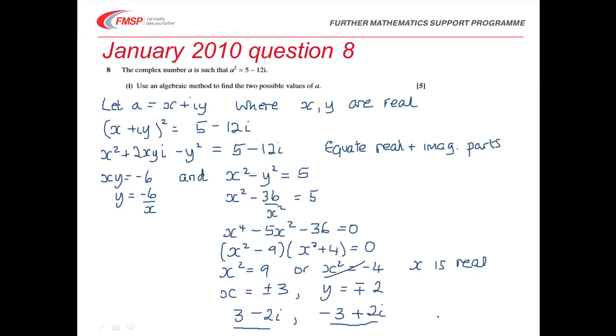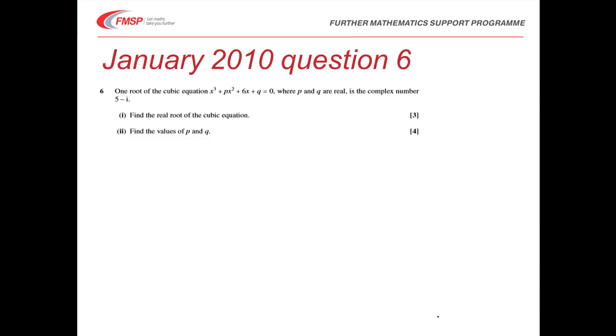So we'll now look at the last question in this session, which is about roots of polynomial equations. Let's just read through the question first of all. One root of the cubic equation x cubed plus px squared plus 6x plus q equals naught, where p and q are real, is the complex number 5 minus i. What we're asked to do in part 1 is to find the real root of the cubic equation, and then in part 2 to find the values of p and q.